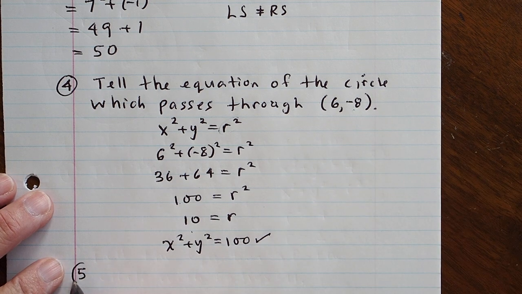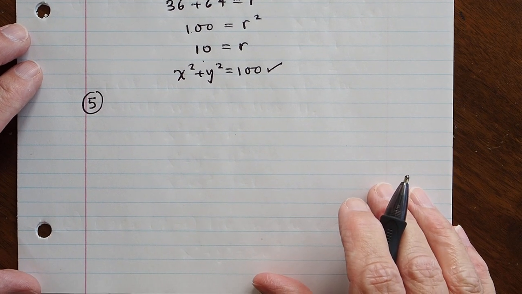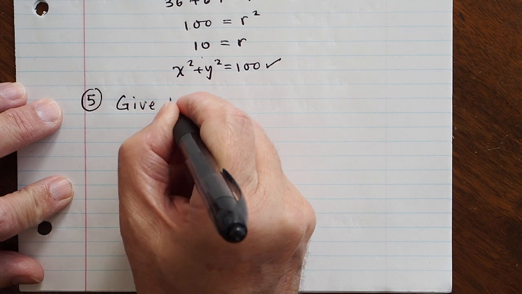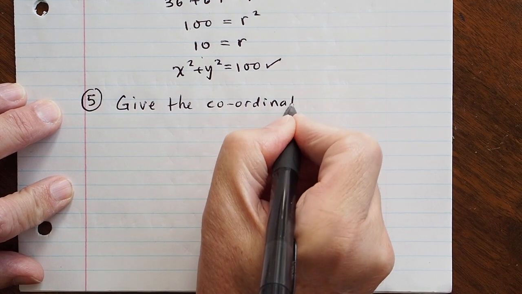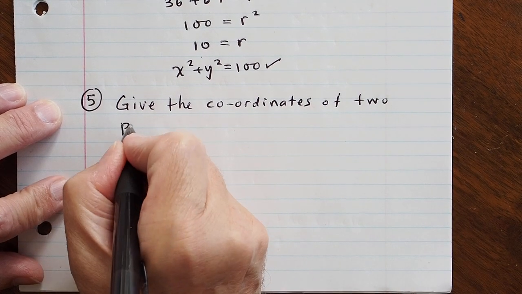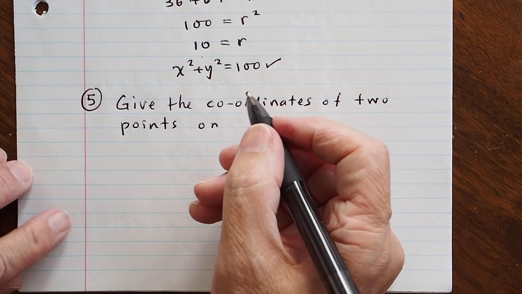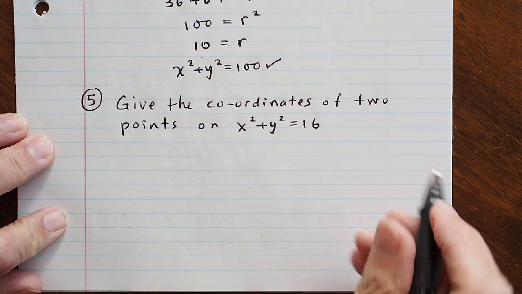Fifth question. Give the coordinates of 2 points on this circle. x squared plus y squared equals 16.